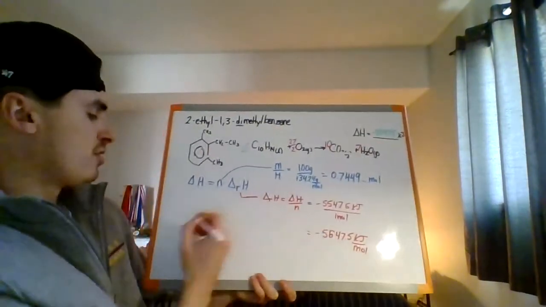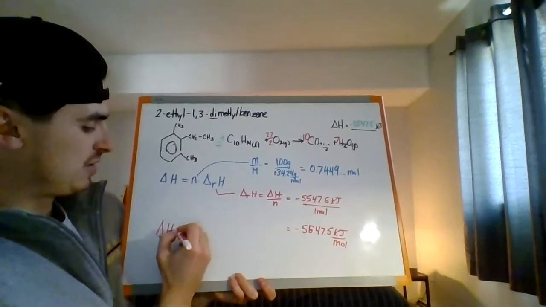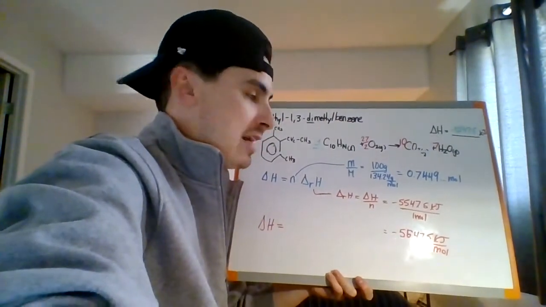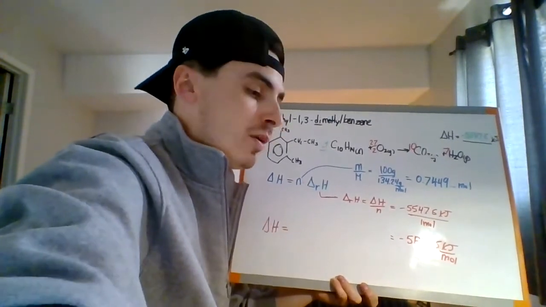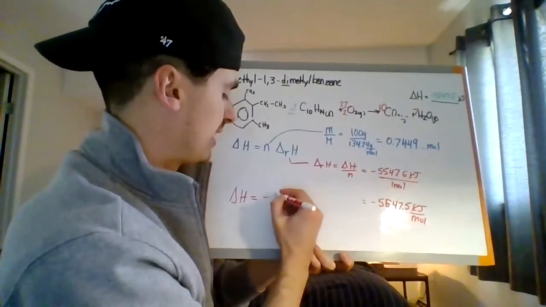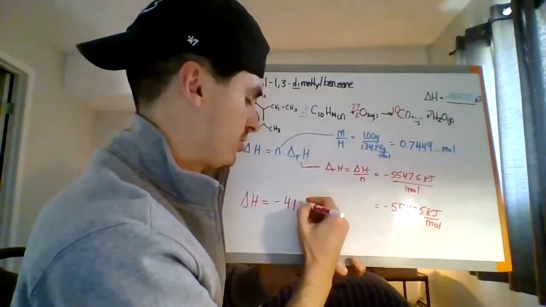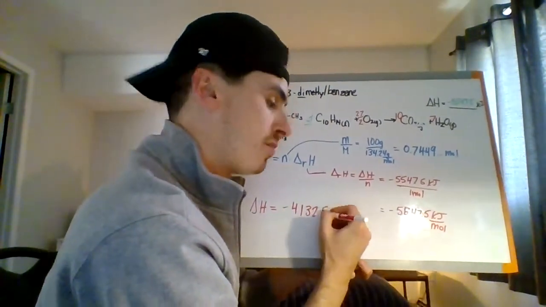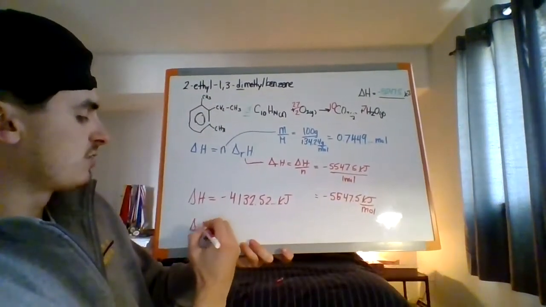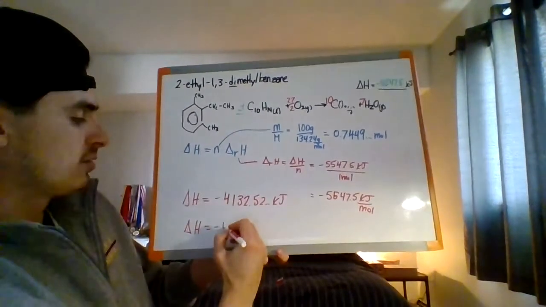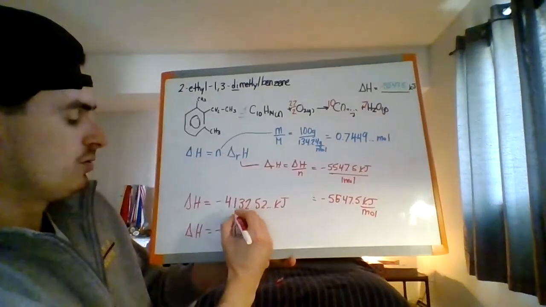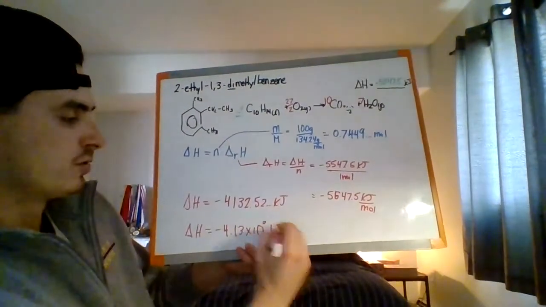And then all I'm going to do is multiply those numbers to figure out how much energy was released: 0.7449 times negative 5,547.5. And I'm going to get negative 4,132.52... kilojoules. And if we use 3 sig digs for our final answer, negative 4.13 times 10 to the power of 3 kilojoules.